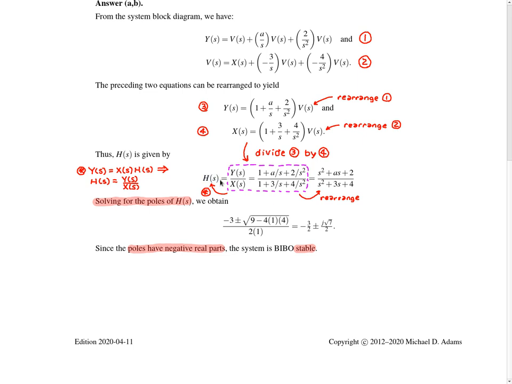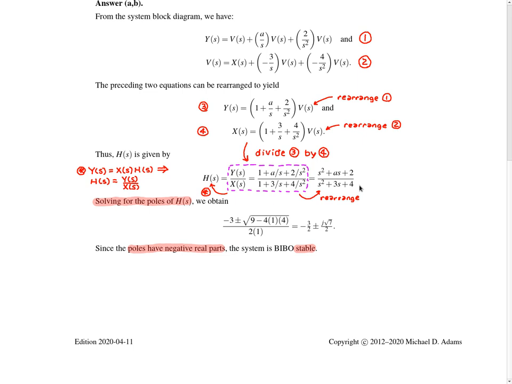The reason we can simplify the left-hand side of the equation in this way is the following. Because the system we're dealing with is LTI, we know that y of s is equal to x of s times h of s. Rearranging this equation and solving for h of s gives us h of s is equal to y of s over x of s. Therefore, we can replace y of s over x of s by h of s. So now we have h of s is given by this particular expression here.